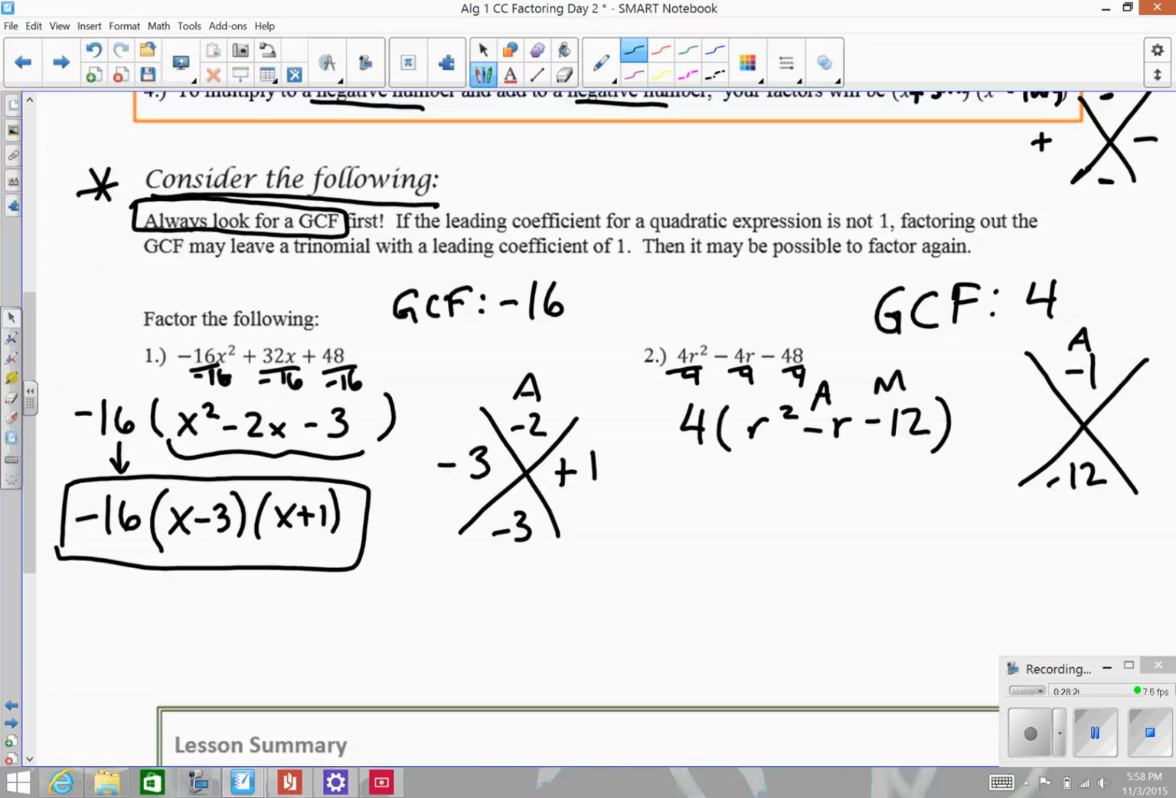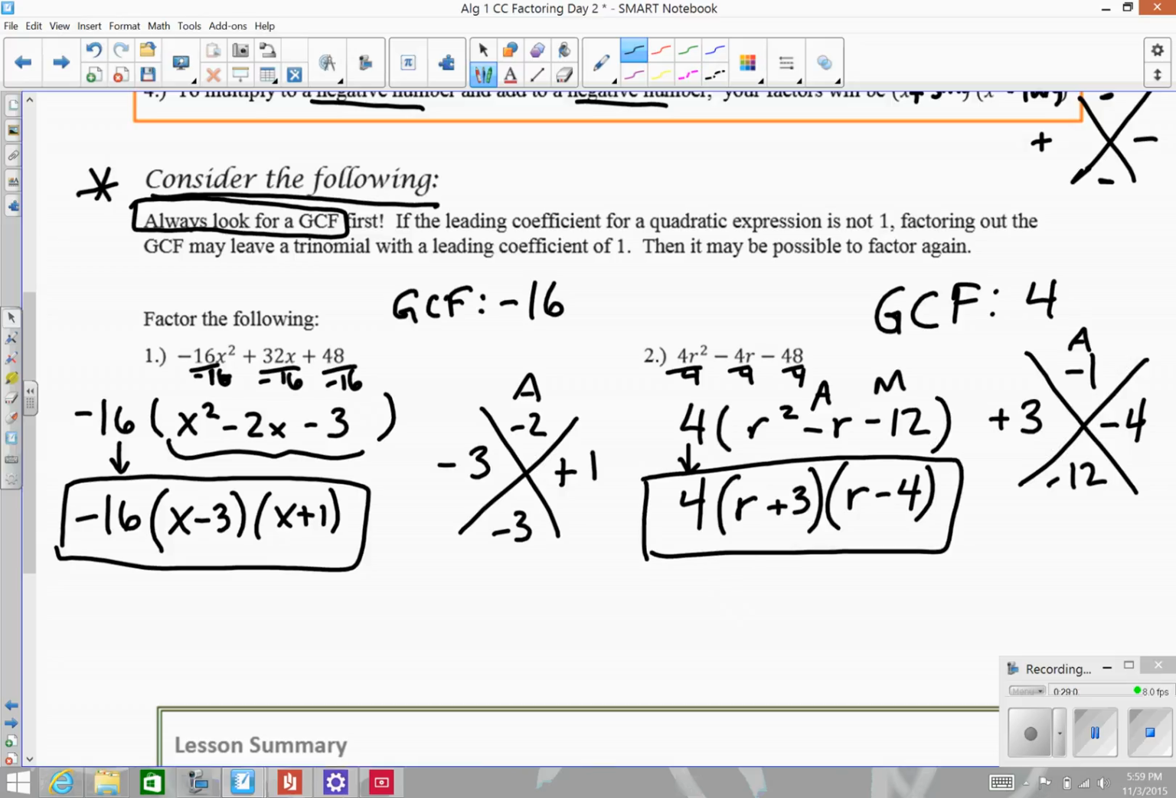So I know I'm going to multiply to a negative. I need one positive, I need one negative. And my larger number has to be negative because I'm adding up to a negative 1. So it looks like it's going to be positive 3, negative 4. Now I don't have x, I have r, so when I write my binomial factors, I need to remember to use r, not x. So I'm going to have r plus 3 as a binomial and r minus 4. And GCF has to come down as well. So 4 times r plus 3 times r minus 4. And that is factored.